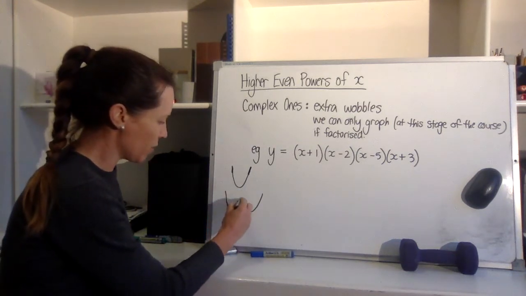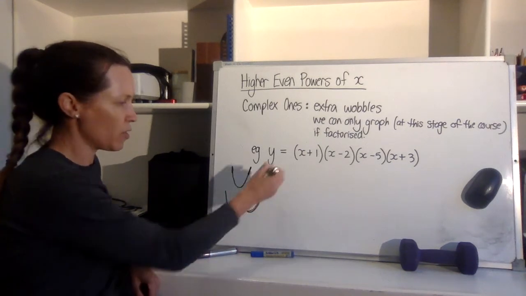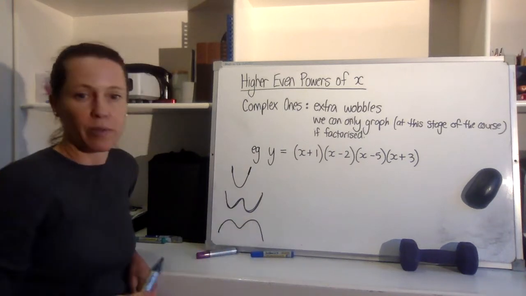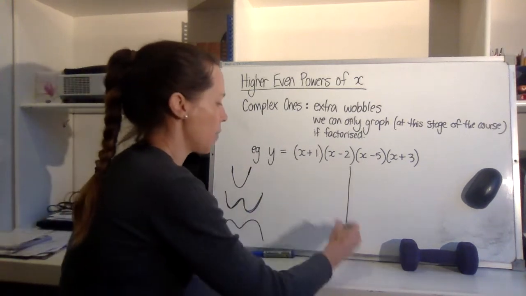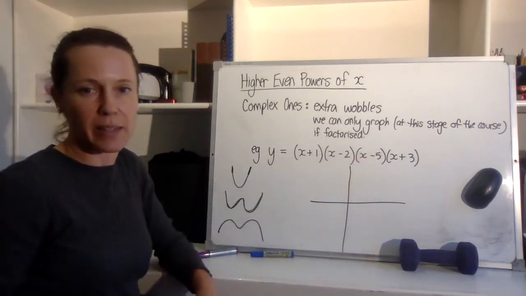I should have drawn that more of a curve. So it's going to go up and down a little bit, but it's going to start high and finish high if it's a positive one, or it's going to start low and finish low if it's a negative one. So let's draw up our Cartesian plane here and just put in our x-intercepts.